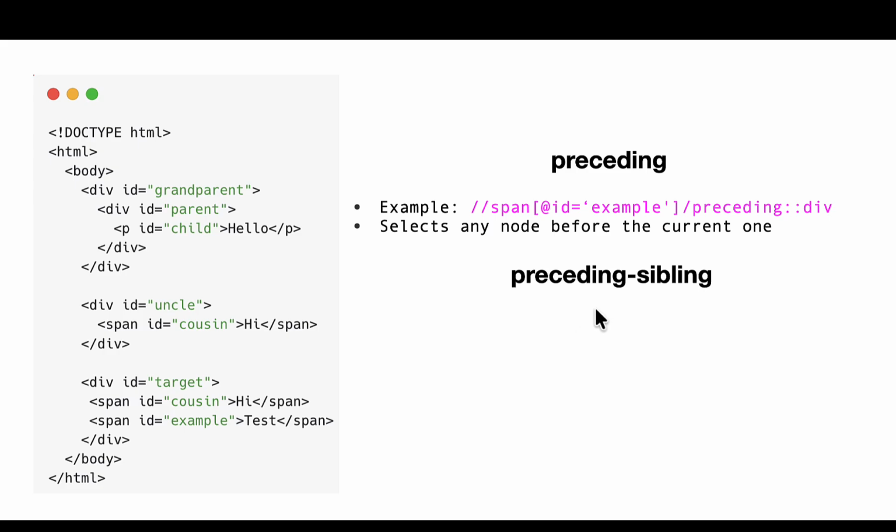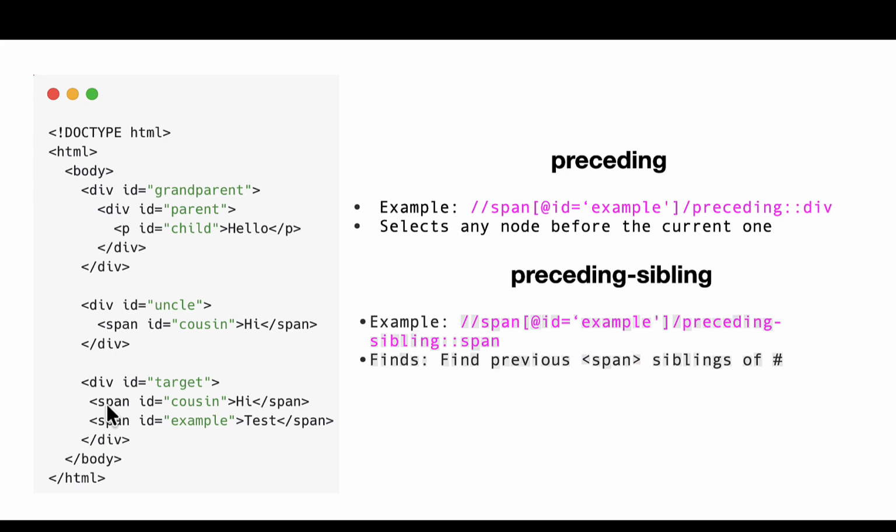Now let me go to the next example, preceding sibling. What is meant by preceding sibling? Let's take this example, span id equal to example and preceding-sibling span. I'm taking the same thing, but I'm just adding preceding-sibling. So in this one, what will happen? It will not go to other families, like this grandparent block is one family, the uncle is another family, and now this target is one family. So preceding-sibling means it will check in the current family only. So it should take the cousin, actually span id cousin. So this is the preceding, previous sibling. It finds the previous span.